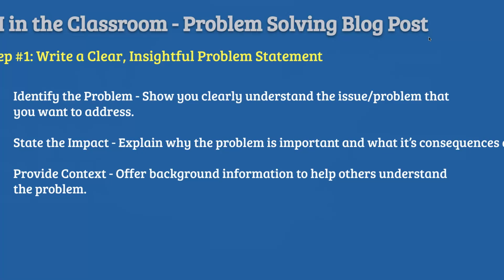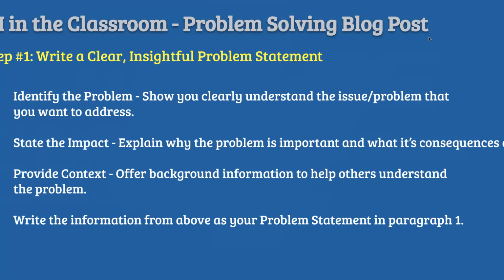The third area of this particular step is to provide some context. Offer background information to help others understand the problem. We as educators obviously know about classrooms and AI in the classroom and what kind of things that can provide, but maybe other people who aren't educators may not know that. So offer some background information to help others understand why this is an issue. And then for this particular assignment, taking all that information, that's going to be the first paragraph on your blog post as your assignment this week.